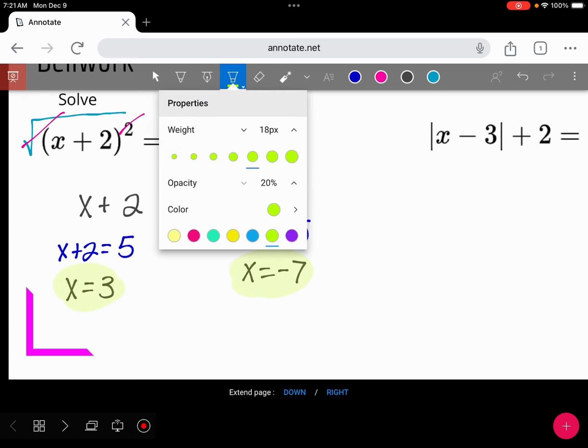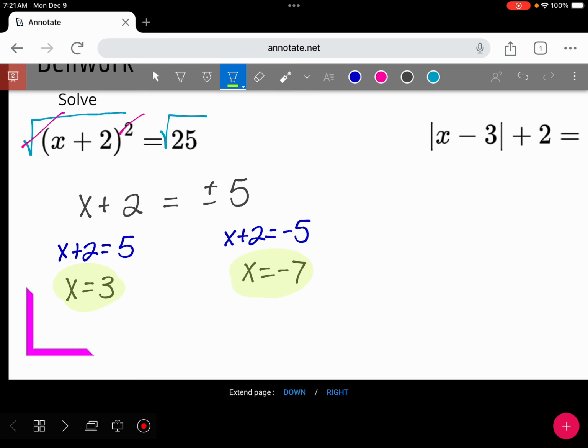Making it a little bit bolder. There we go. Those are our two solutions.